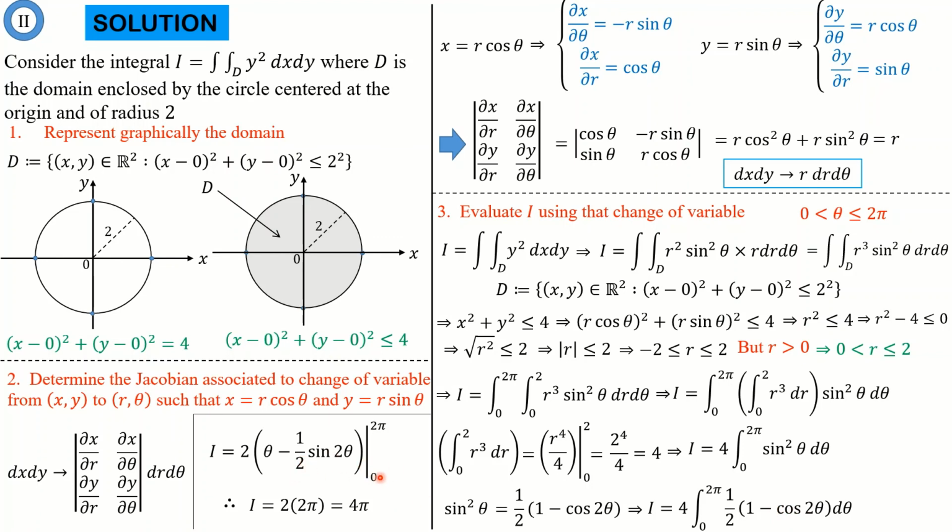Now my limits of integration are 0 and 2 pi. When you fit your upper limit, you get 2 pi. If you fit 2 pi in the sine term, it gives you 0, because the sine of even multiples of pi is 0. So fitting 2 pi for theta, you get 2 pi minus 0. Fitting the lower bound 0 is going to give us 0 minus 0. So at the end you just get your 2 outside times the 2 pi. Hence you get your integral I to be equal to 4 pi. So that's that for the video.